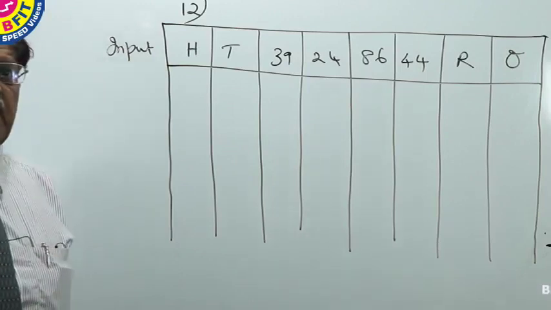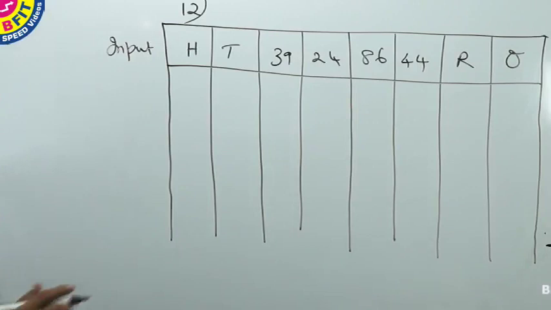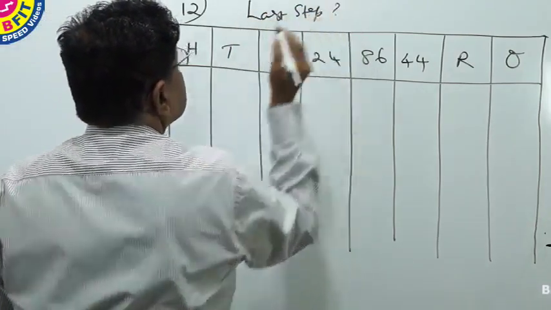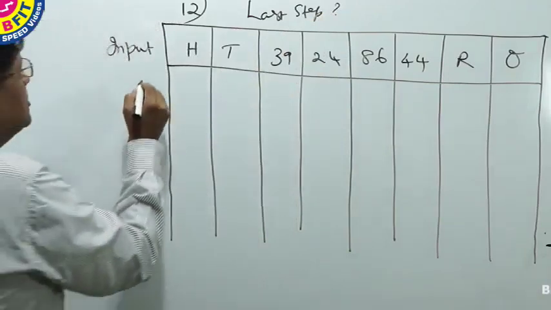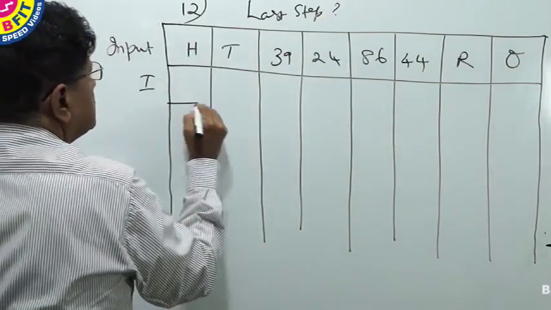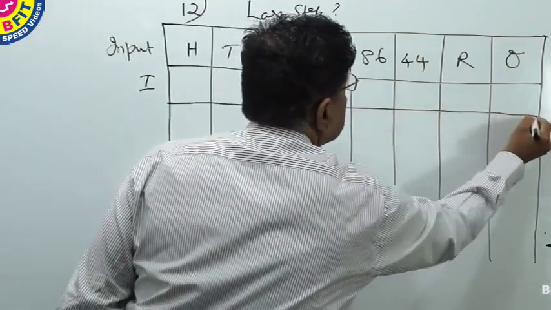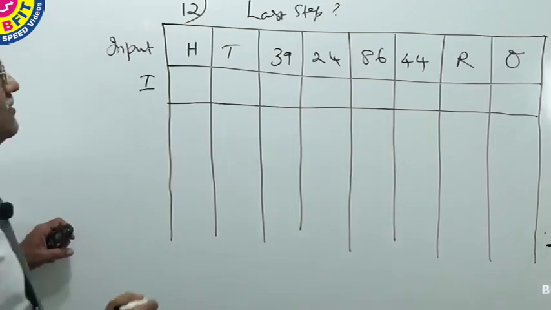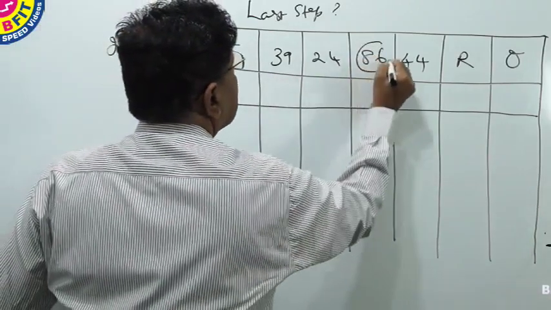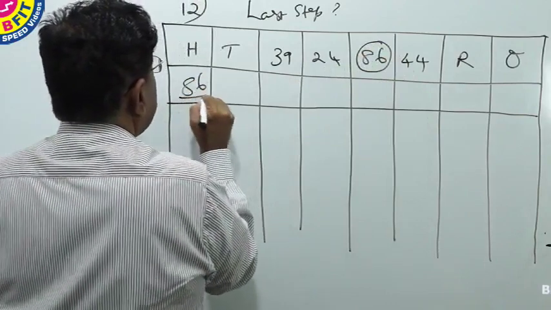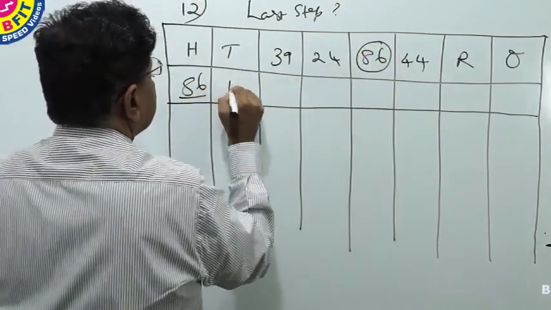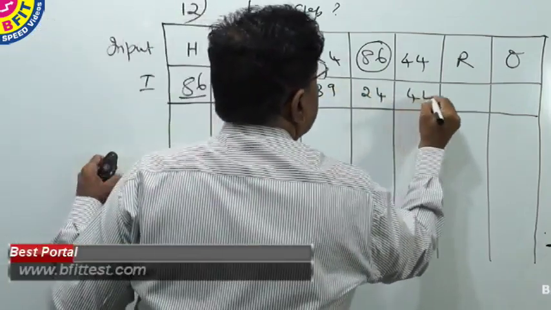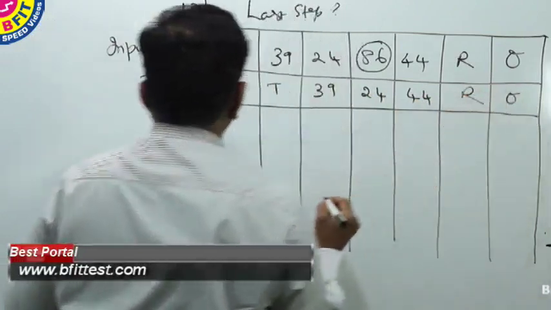Now what is the question? We have to find out which will be the last step. What is the last step? That is the question. Now let us go to step 1. What is step 1? The highest number. What is the highest number? 86 is the highest number. So you write 86. And then now we have arranged a shift. H, T, 39, 24, 44, R, O.